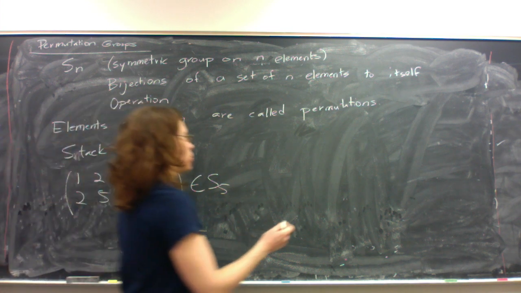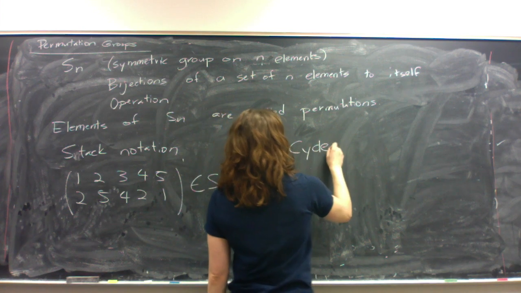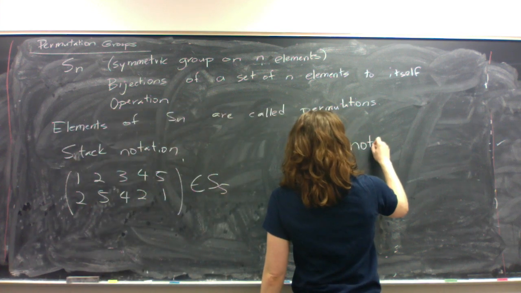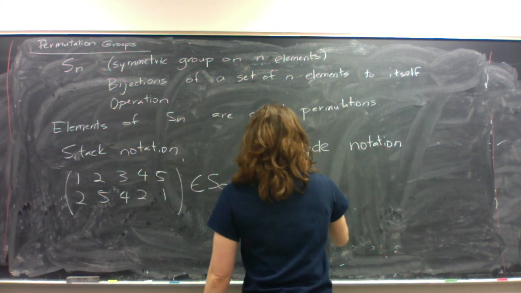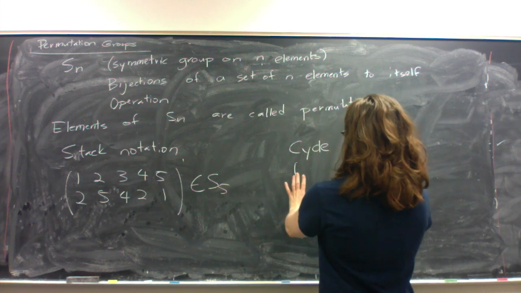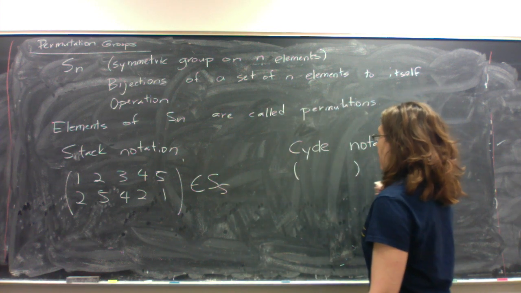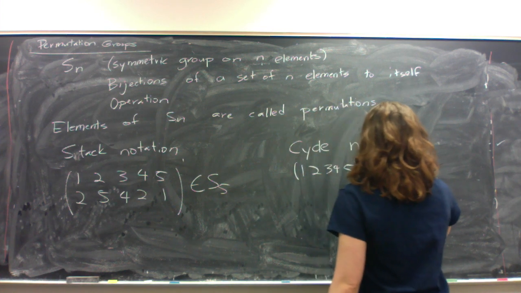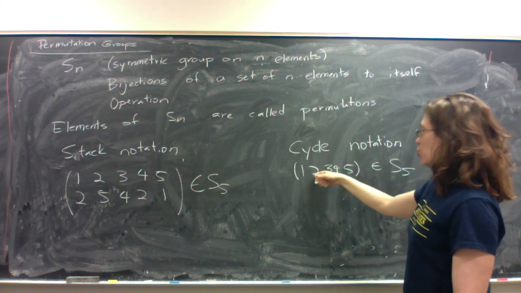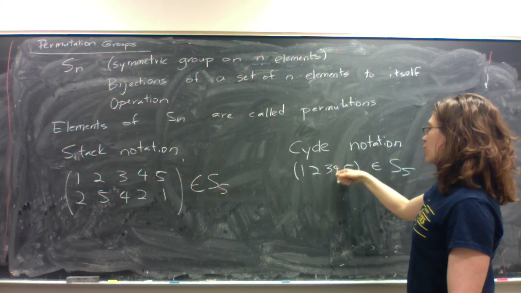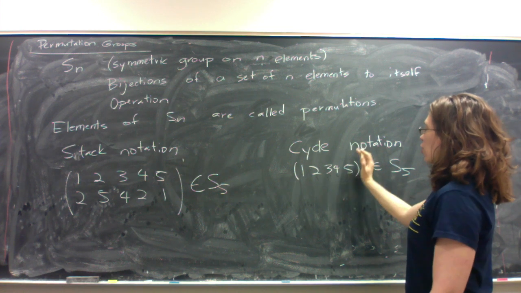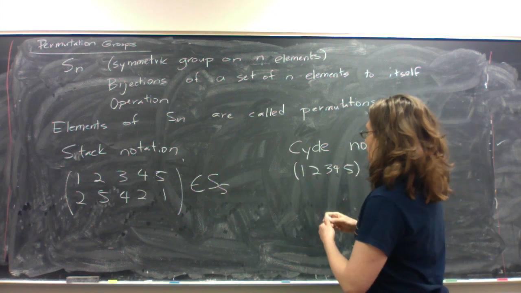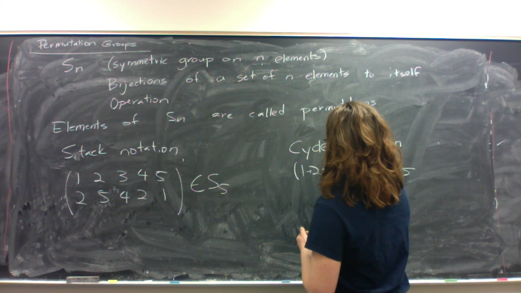The other notation that we use, which is the notation that I'm going to encourage you to use more, is called cycle notation. And what cycle notation means is that we use parentheses to denote how elements are mapped. So I'm going to start with (1 2 3 4 5). (1 2 3 4 5) means 1 maps to 2, 2 maps to 3, 3 maps to 4, 4 maps to 5, and then closing this parenthesis means that I cycle back to the beginning, so 5 maps to 1. So I secretly have arrows here.